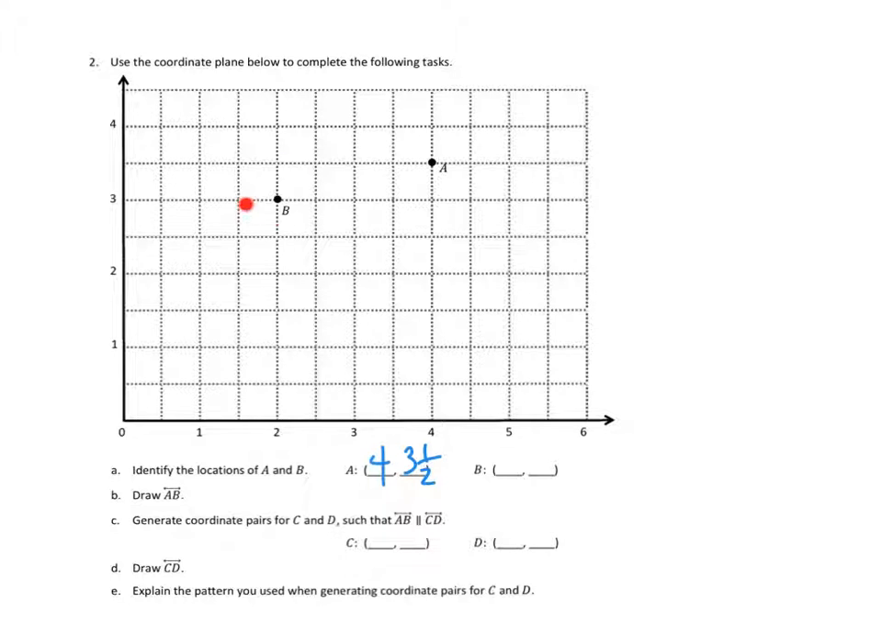How about B? Where is point B? Well, let's see, that's 1, 2. Awesome. And how high up? Let's see, that's 1, 2, 3. 3 up on the y-axis. So the point is 2, 3.